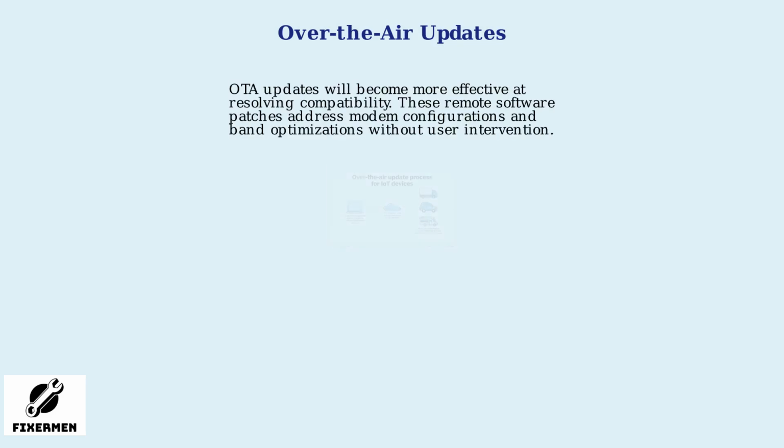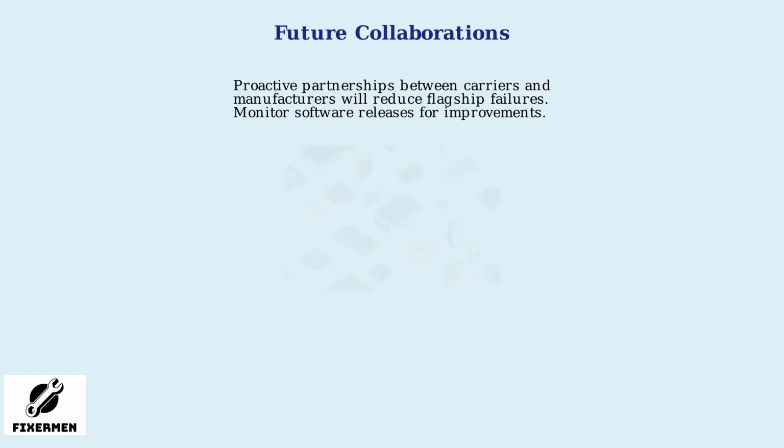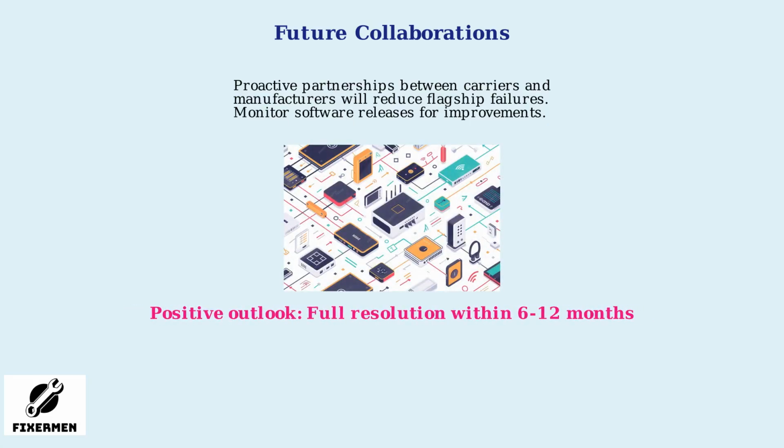Over-the-air updates are becoming increasingly sophisticated at fixing these problems. By delivering targeted software patches directly to devices, carriers and manufacturers can optimize modem behavior, improve band support, and resolve conflicts without requiring physical service visits. Proactive collaborations between carriers like T-Mobile and manufacturers like Samsung are essential for preventing these issues. By working together early in the development process, they can ensure better compatibility from launch. Keep an eye on future software updates, as the positive outlook suggests full resolution should occur within 6 to 12 months.